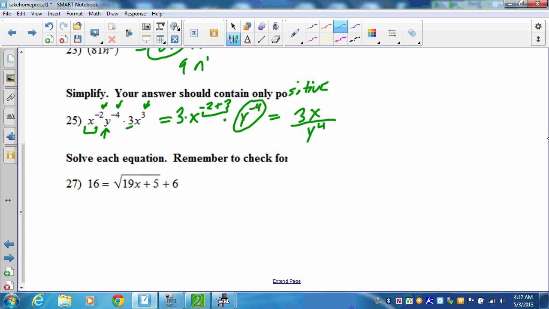Alright, 27, fairly straightforward problem. You have the square root right here on the right side. So you're thinking eventually, in order to get to x, you're going to have to square the equation. But right now, you don't have the square root just by itself. You have this plus 6. So let's push that 6 over to the other side by subtracting. And of course you get 10. And now you have the square root of the radical isolated by itself.